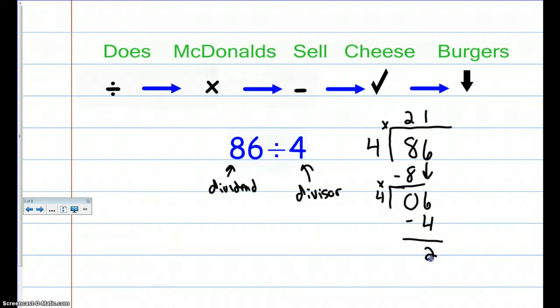Is there anything left to bring down? No. This is my remainder. Is my remainder smaller than my divisor? Yes. So my remainder is 2.